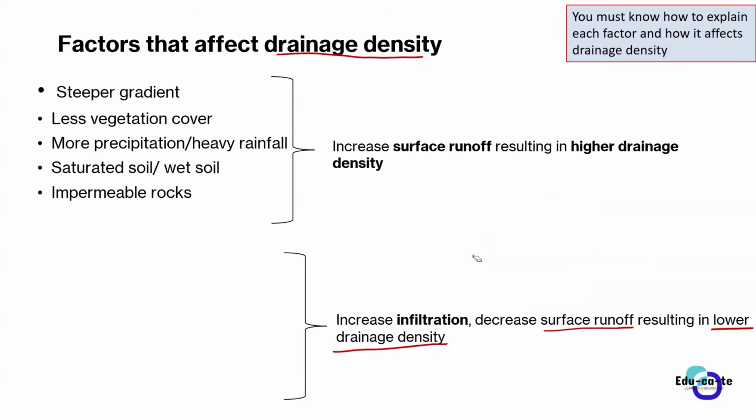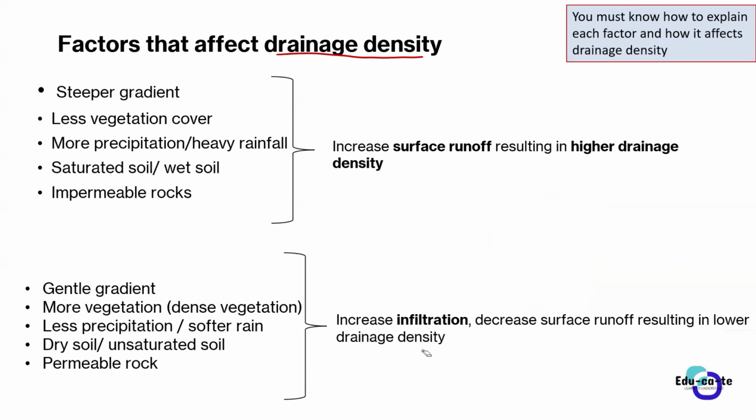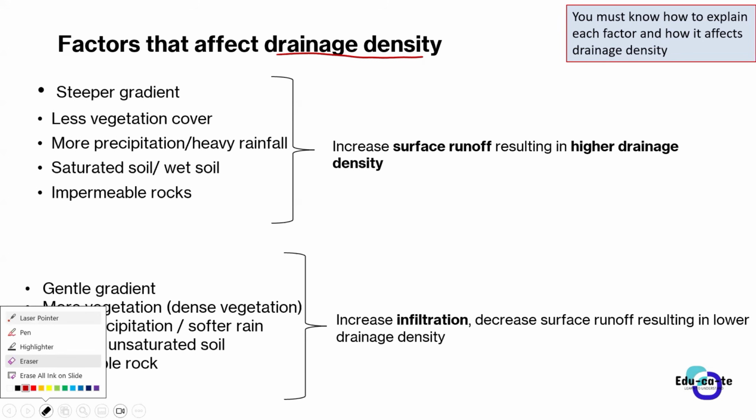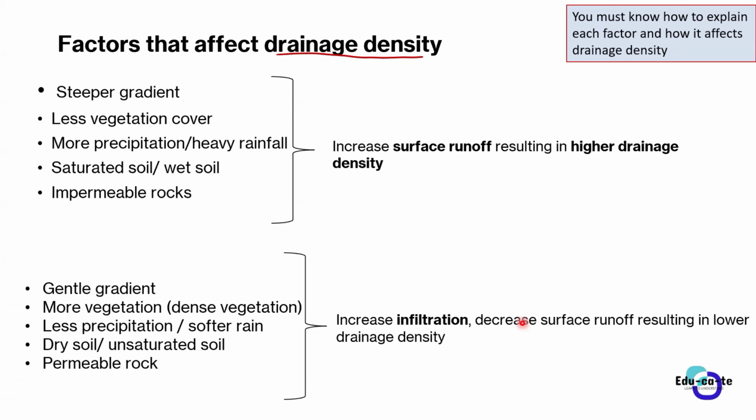Okay. So let's look at these factors that actually increase infiltration, decreasing runoff, and then resulting in a lower drainage density. Let's start with a gentle gradient. When water is flowing over a gentle gradient, we're going to have more infiltration. You start at the infiltration, don't go to the runoff before the infiltration. A gentle gradient increases infiltration. And when infiltration is increased, it means that more water is sinking into the ground. It means that we are decreasing surface runoff. There is less water flowing over the land, and if there is less water flowing over the land, it means that there's a lower drainage density.